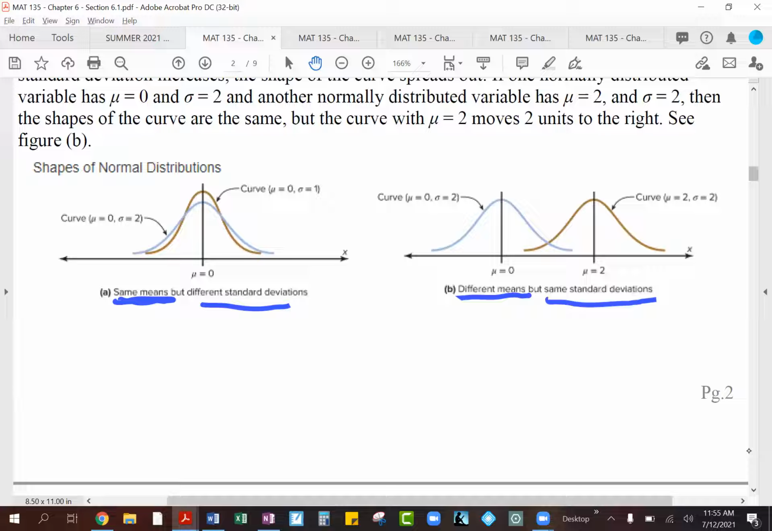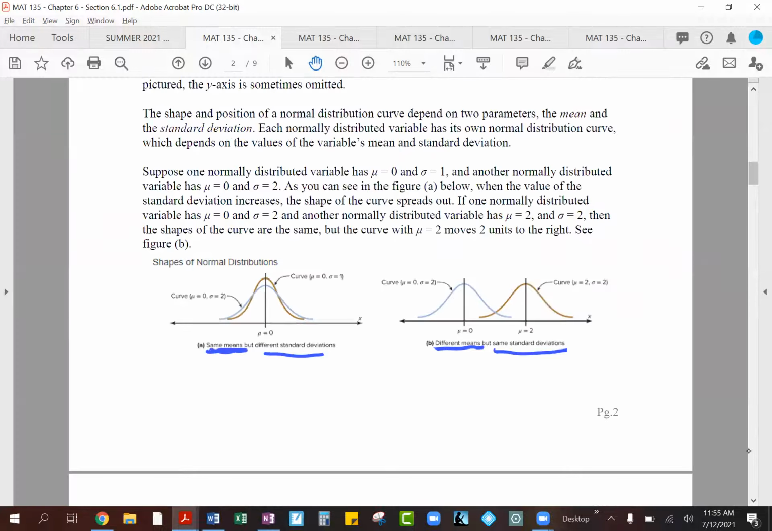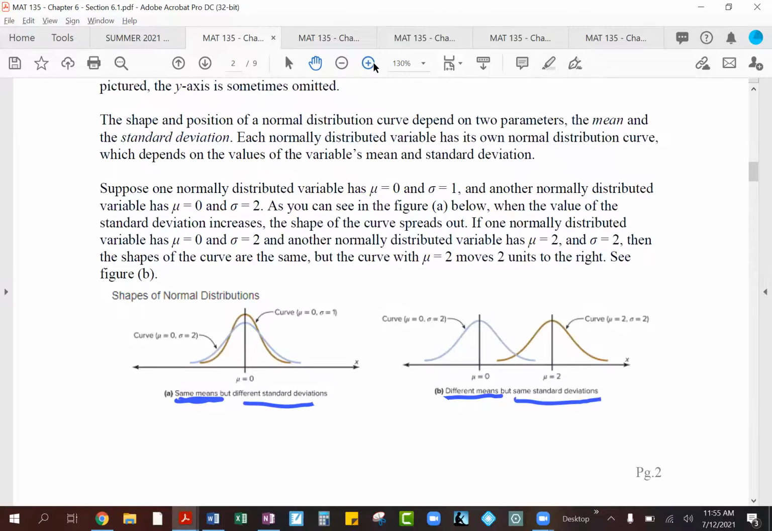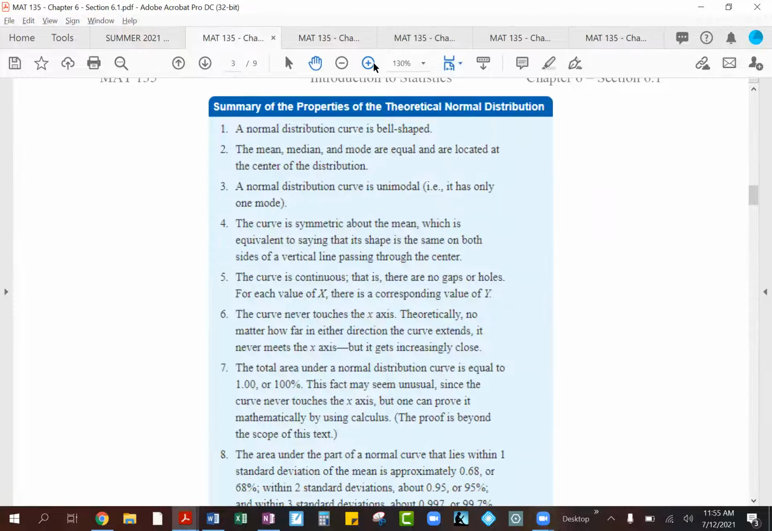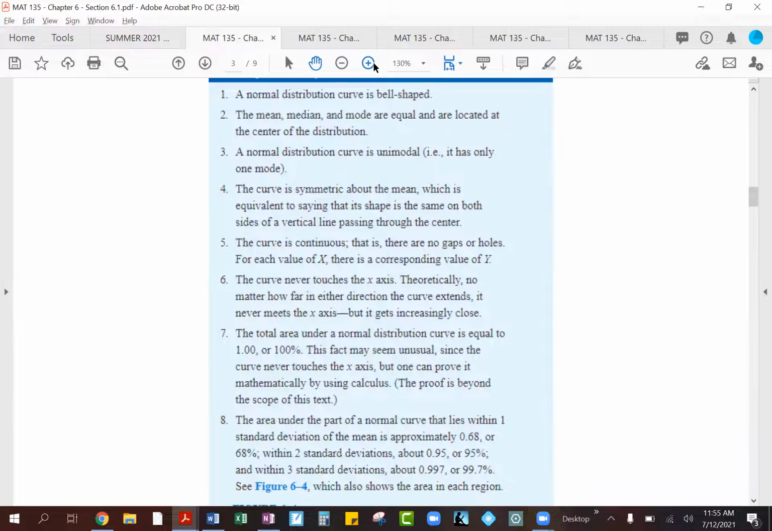Anytime we're talking about the normal curve for the data set that you are working on, you are going to need to know what the mean and the standard deviation for those data sets is going to be. That's definitely something you will be getting into in this chapter. And they go through the properties of the normal distribution. What are you looking at?